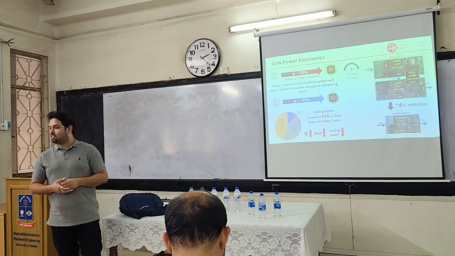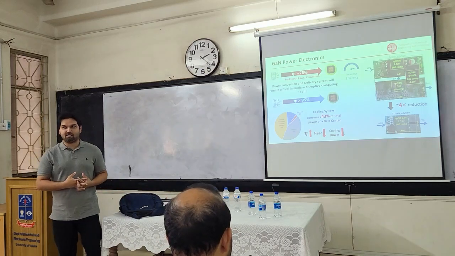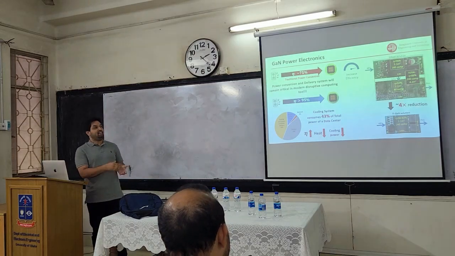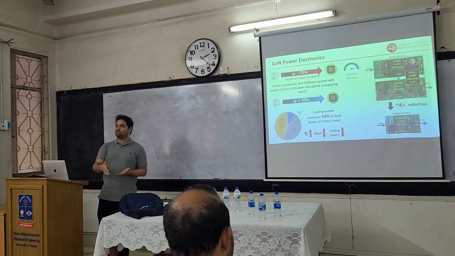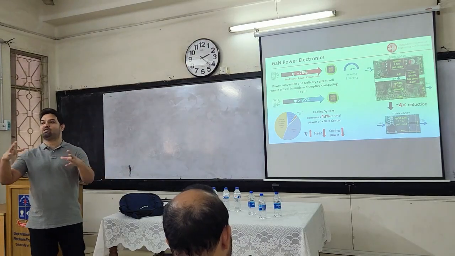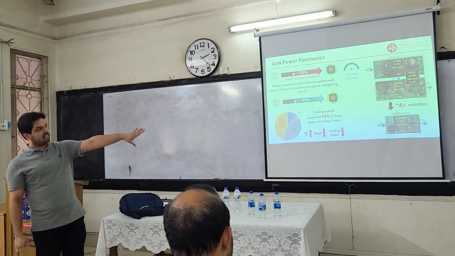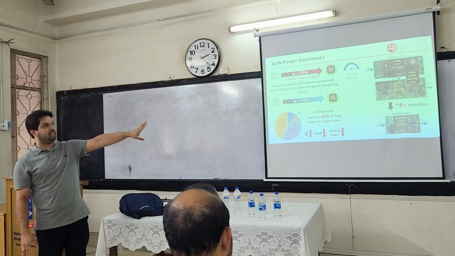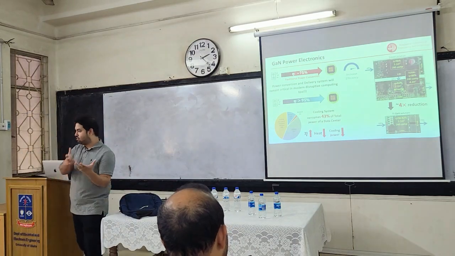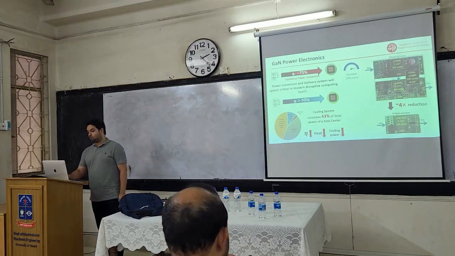Normally, if you use a silicon transistor, you cannot switch in the range of megahertz. At best, 100 kilohertz or something. So by increasing the switching frequency of the power circuits or transistors, you can reduce the solution size significantly. This is just an example of a TI system, a 4x reduction. Theoretically, it could be 10x, even more than that.